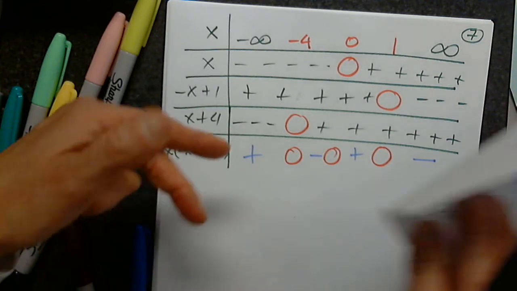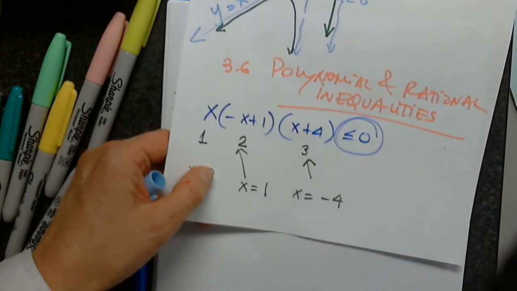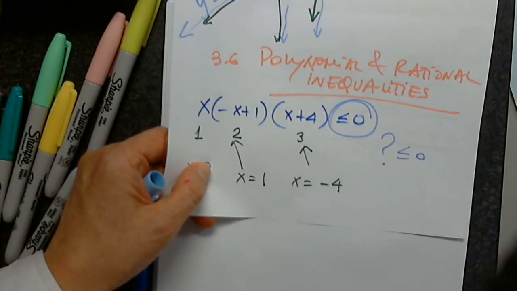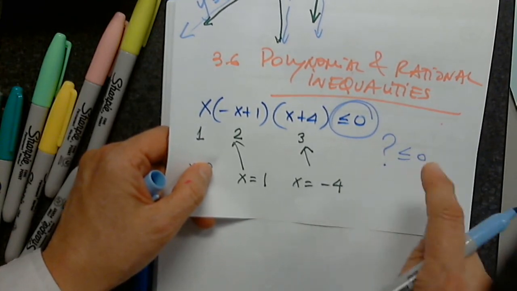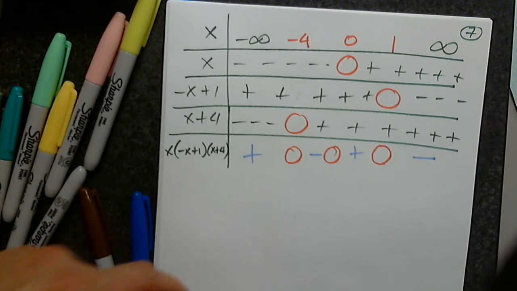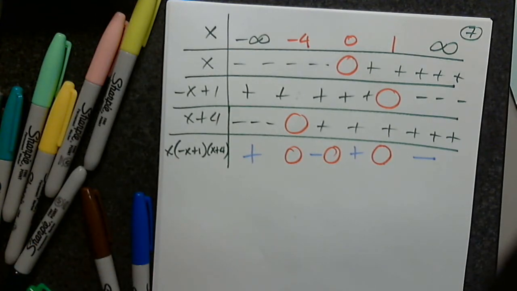Okay, finally, I'm asking myself, what do I pick? What is less than or equal to 0? Which sign will be less than or equal to 0? Right. So now I'm looking at the last row. I don't care about the rest. I'm only interested in the last row. Is this last row ever negative? For which x values? Union. For which x values? That's it.